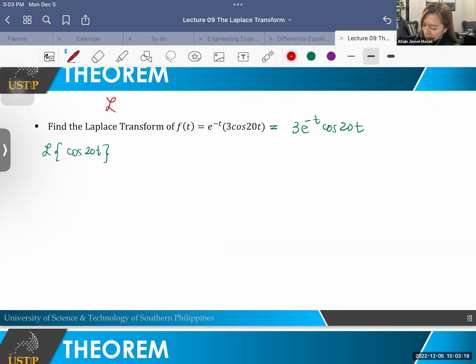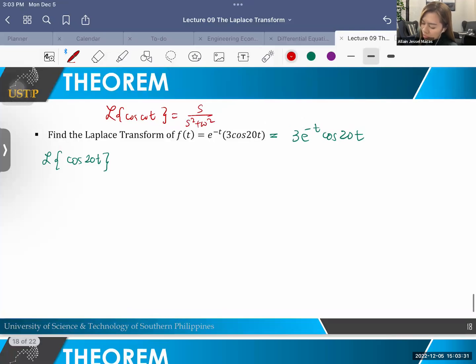isulat na ko diri ang Laplace of cosine omega t. That is just s over s squared plus omega squared, correct? And we have an omega that is equal to, pila omega? Omega is the coefficient 20, ma'am. So kung naa kay 20, that is s over s squared plus 20 squared. Okay, so that is s over s squared plus 400.